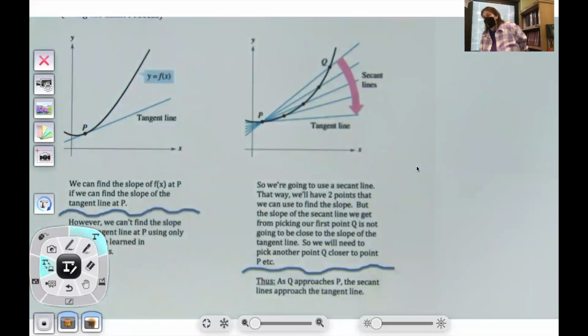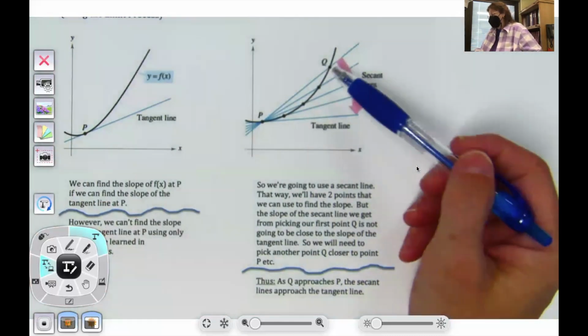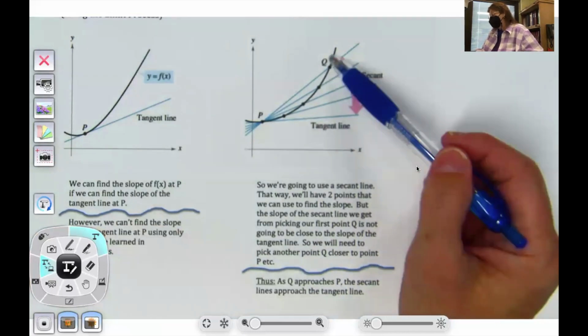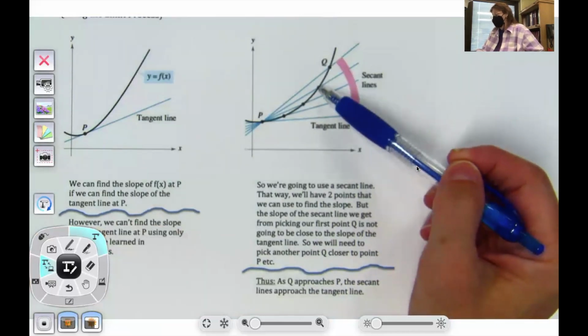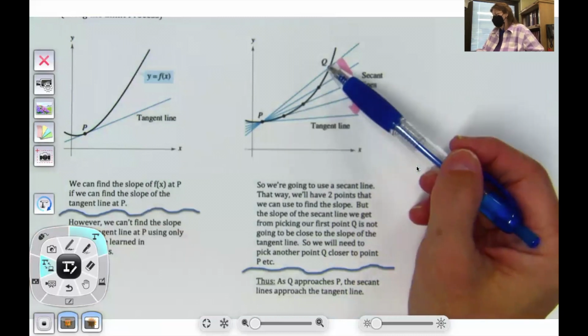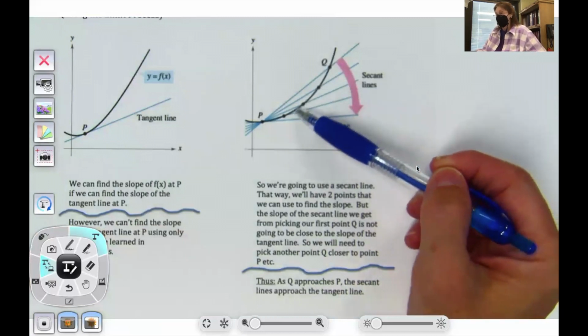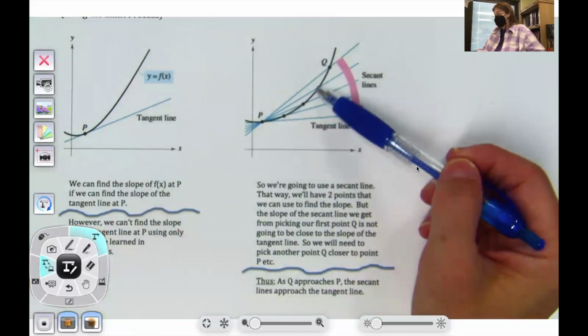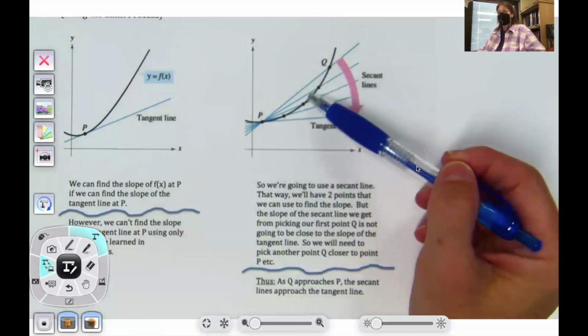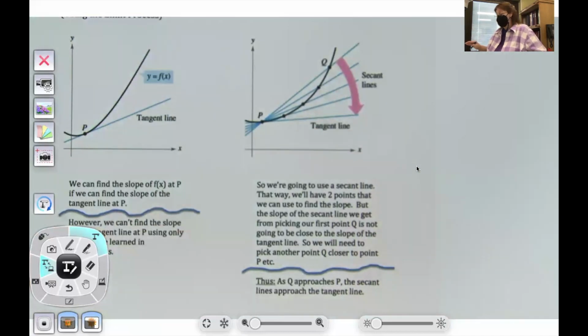Now let's stop and think about what's actually happening. As I do this limit process, I'm picking Q's. If I want to be really accurate, I would pick lots of points Q in there. So how many Q's can I pick? I could let the number of Q's approach infinity. Because the more lines I do, the more accurate my approximation is going to be for that tangent line.